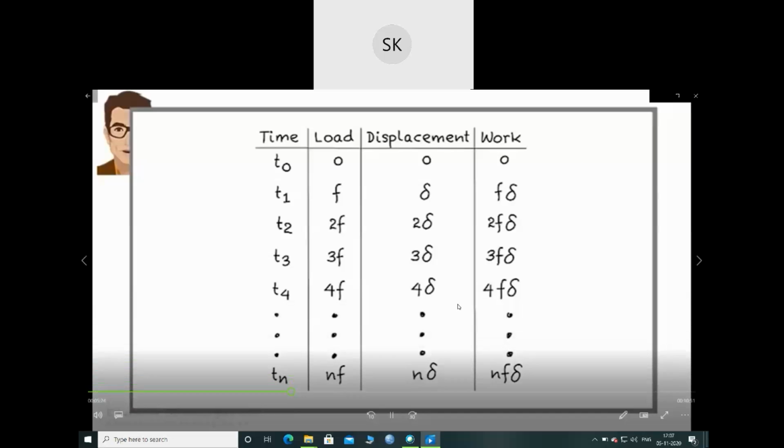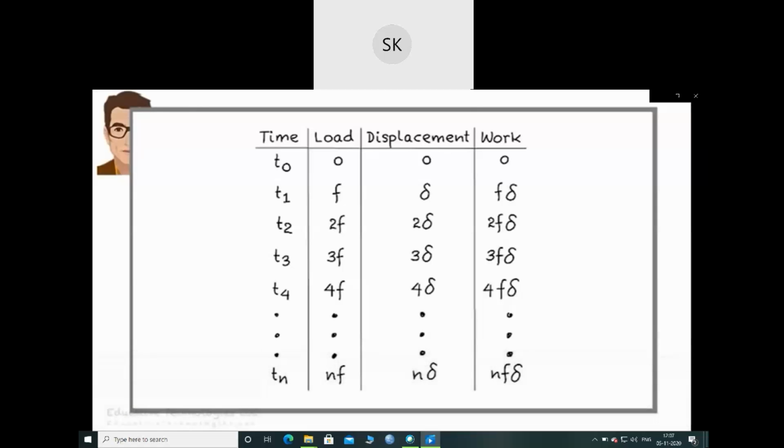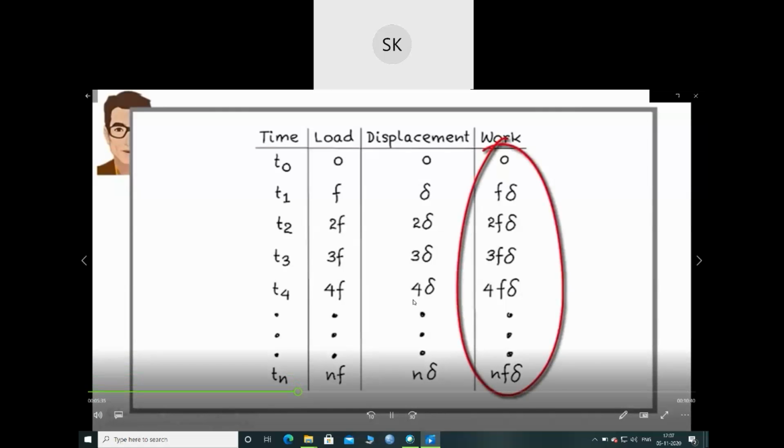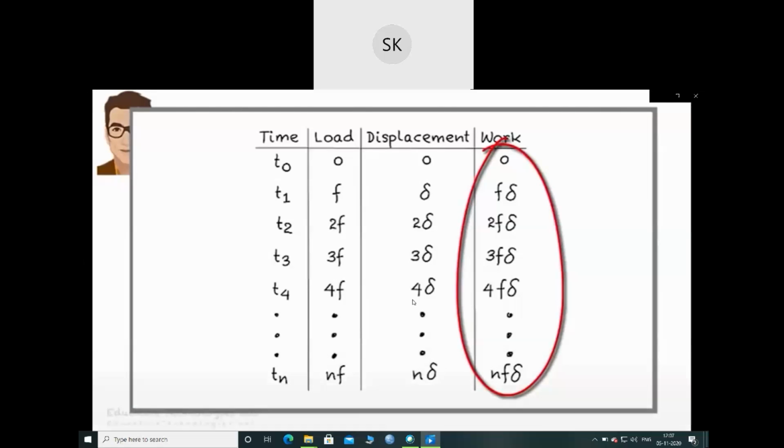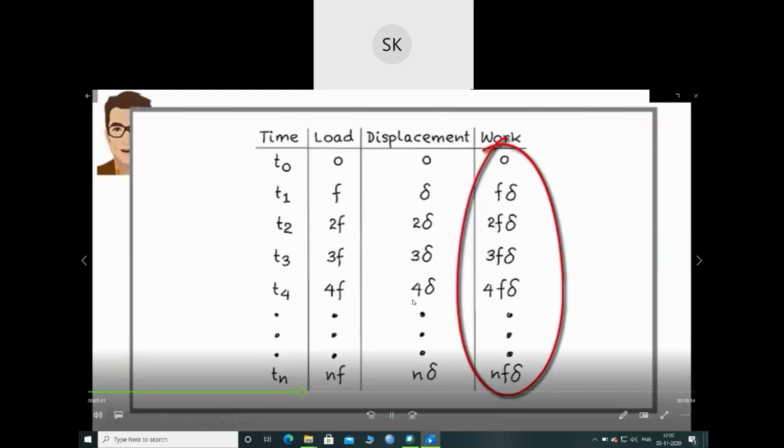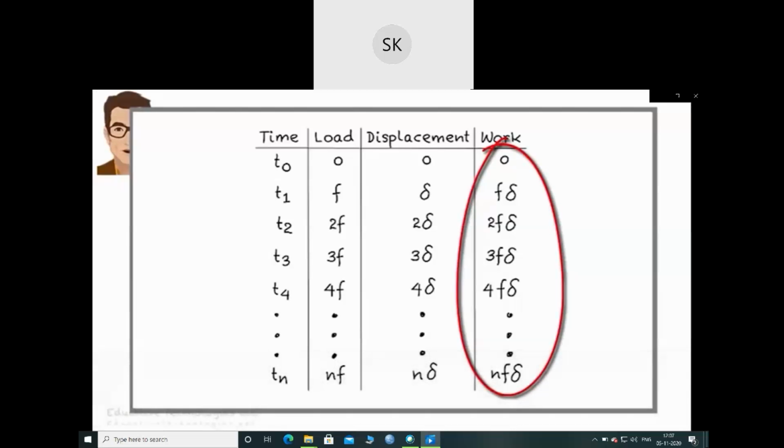Total displacement is N delta, and the work increment is NF delta. What is the total work done by the applied load? The sum of the work increments. Although we can determine the external work by calculating the sum, there's an easier way to do this. Let's graph our tabulated data.